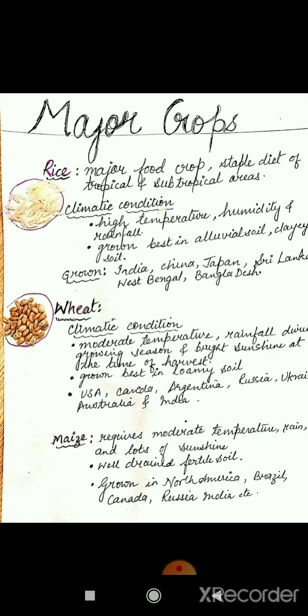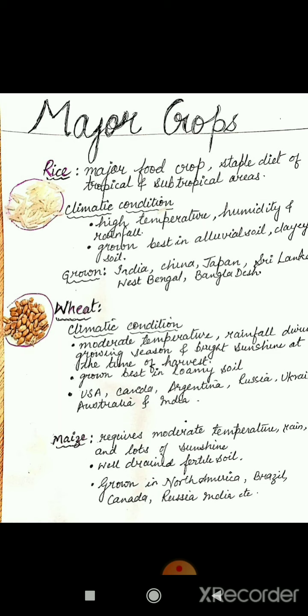Rice is the major food crop of the world, which needs high temperature, high humidity, and heavy rainfall. It grows best in alluvial soil as well as in clayey soil, or soil which can retain water. China is the leading producer of rice, which is followed by India, Japan, Sri Lanka, and Egypt.